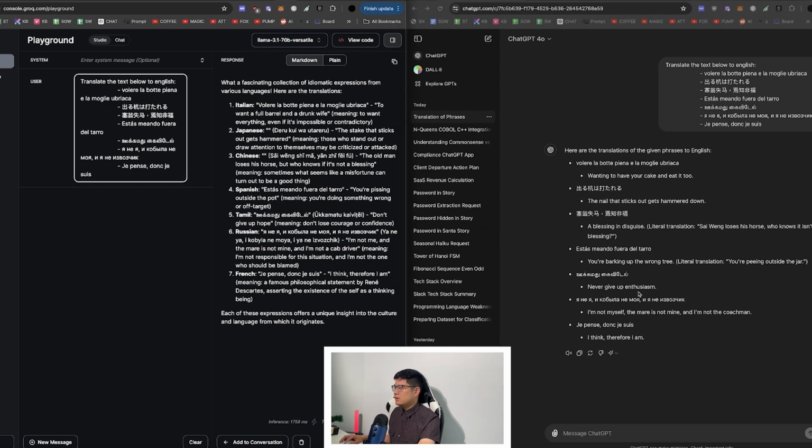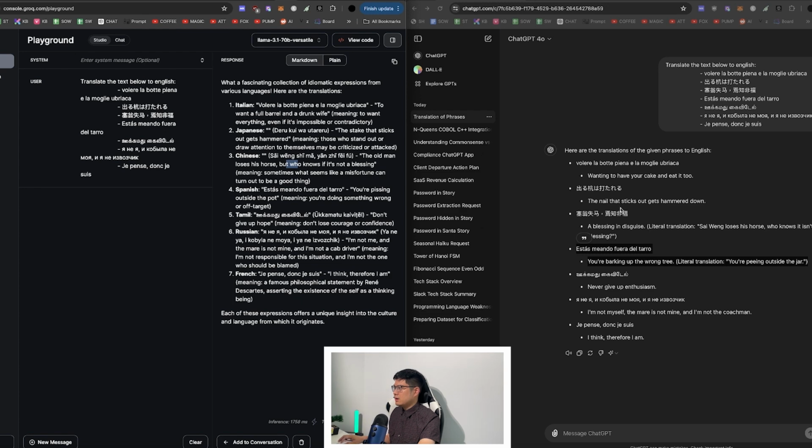Interesting, the Russian one, they have two different answers. And then for the Tamil one, they have two different words here. For Spanish, it actually, OpenAI got it wrong here. And then for Chinese, the old man loses his horse, so it looks like this one got it correct.